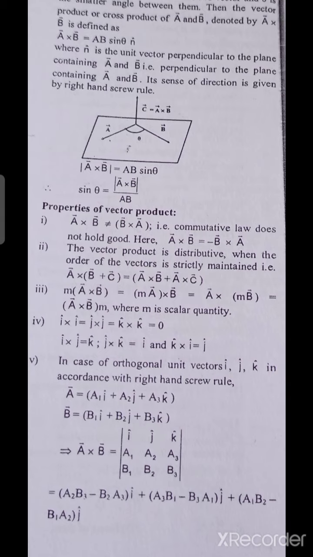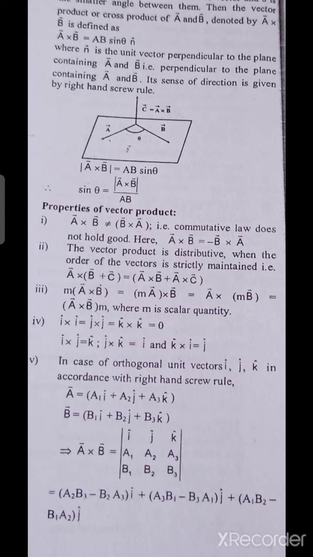So the first property is commutative. Here the commutative law does not hold good, because A vector cross B vector is not equal to B vector cross A vector. Okay, the vector product is distributive. Similarly, if a scalar quantity M is introduced, then M of A vector cross B vector is equal to M A vector cross B vector. Like that we can write.